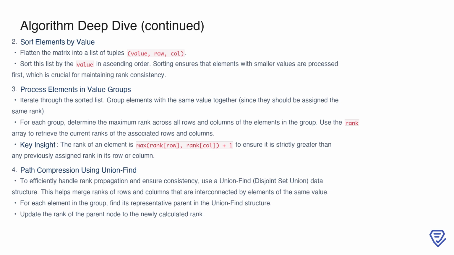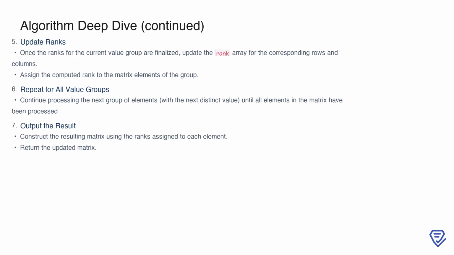To efficiently manage rank propagation and ensure consistency across rows and columns, we employ a union find data structure. This technique allows us to merge the ranks of rows and columns that are interconnected by elements of the same value, streamlining the rank assignment process. Once the ranks for a specific value group are determined, we update the rank array for the associated rows and columns to reflect the newly calculated ranks. These updated ranks are then assigned to the corresponding elements in the matrix.